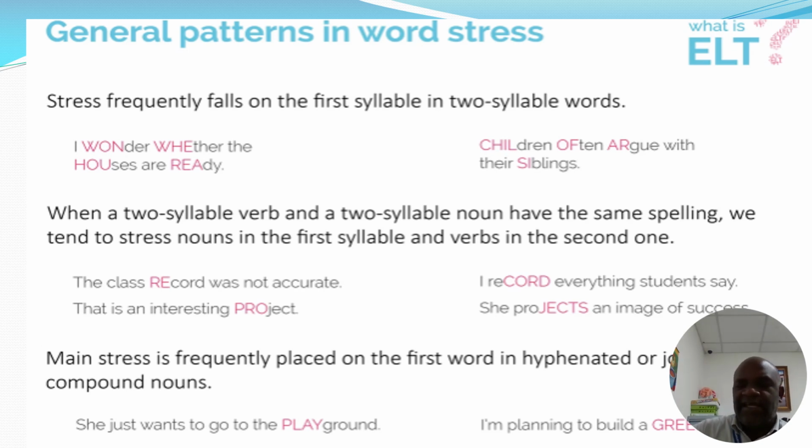And in the third sentence, the verb has stress on the second syllable, and the noun on the first. For example, I record everything the student said, and the fourth one, she projects an image. In this case they are verbs because the stress in this word appears in the second syllable.